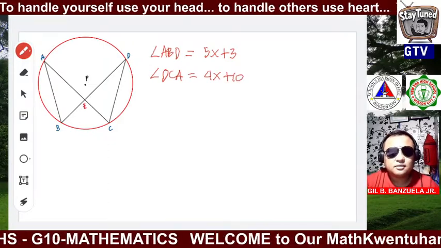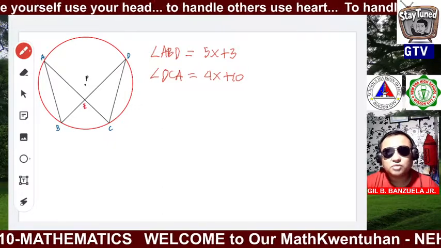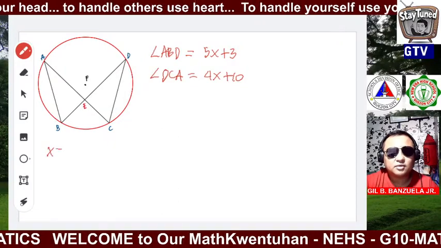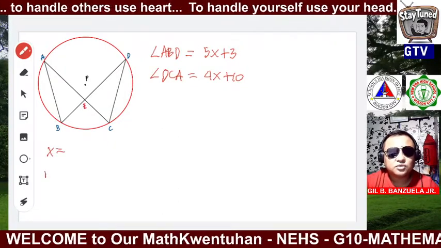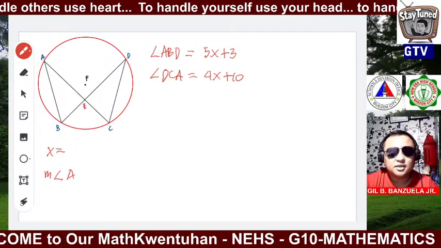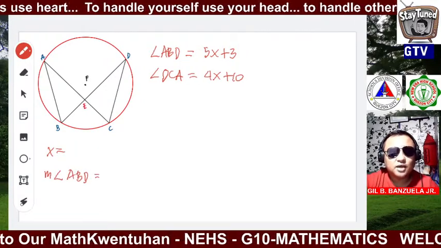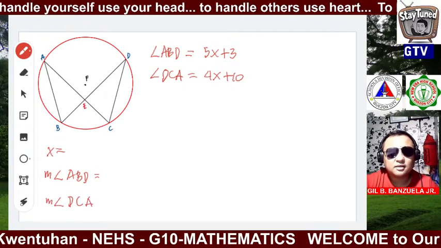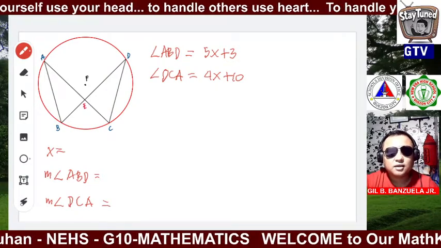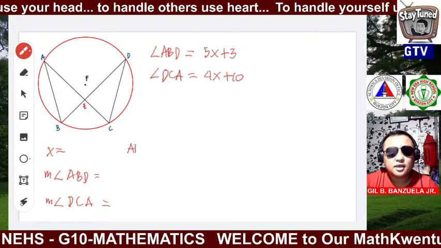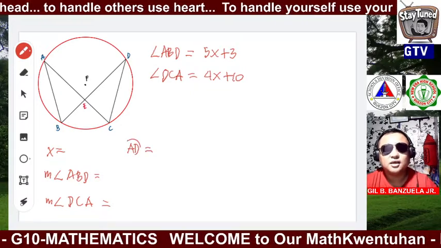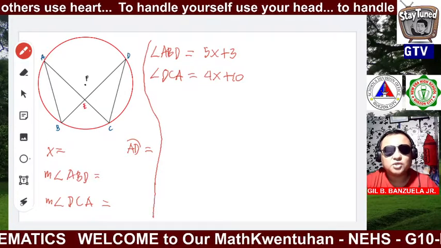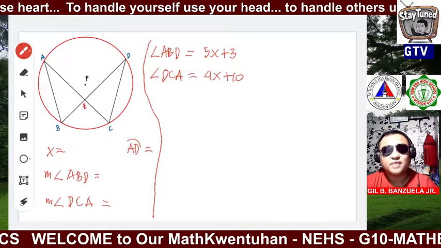Ayan. Tapos, ang pinapasolve sa atin, let's find the value of x. Hanapin daw natin yung value ng x, yung actual measure ng angle ABD, yung actual measure din ng angle DCA, at yung actual measure ng arc AD. Ayan. So, yan yung mga solve natin, guys. Okay? So, uunahin natin yung paghanap ng value ng x.